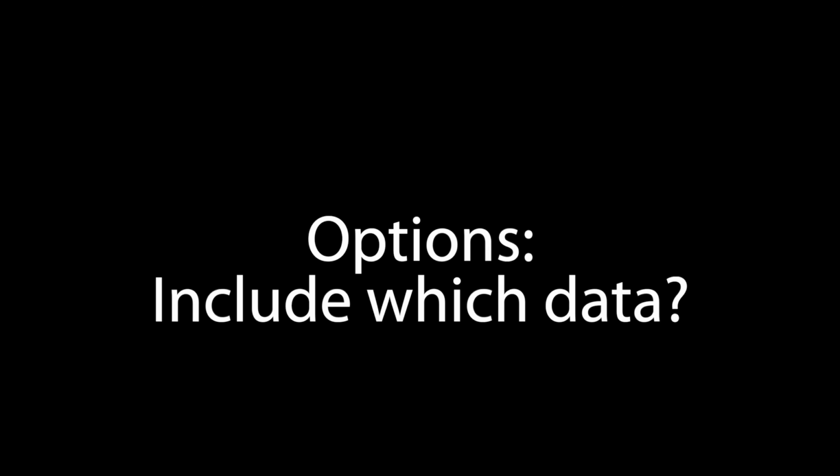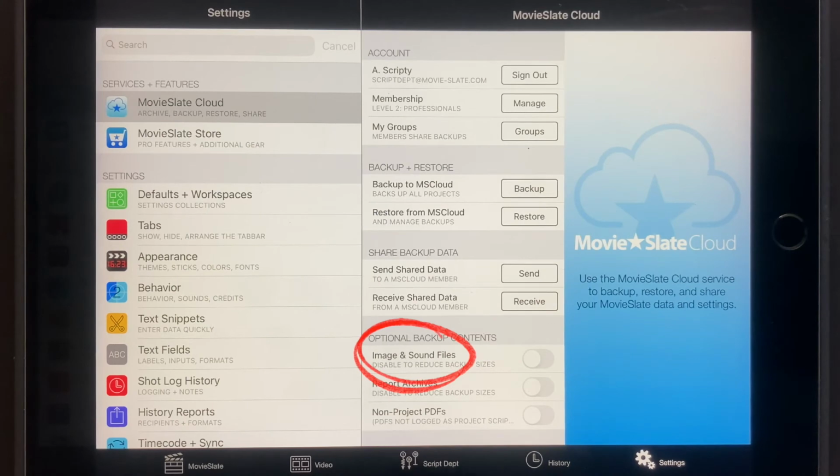MovieSlate always backs up your logging database and script PDFs associated with logged projects. By enabling the Image and Sound Files option, backups can also include image and sound notes that were created during logging. By enabling the Non-Project PDFs option, backups can also include other PDF files you've imported into MovieSlate, such as revision pages, schedules, parking permits, and others.